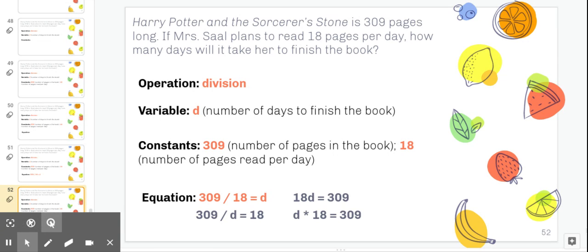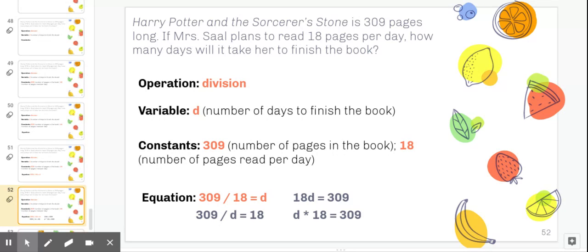Now, if you were using a calculator to find out what D is equal to, you are going to get a decimal number: 17.16666, and the sixes repeat. That means that Mrs. Saul is going to need a little bit more than 17 days to read the book, which is why the multiplication problems are a little bit trickier to look at, because it's hard to decide what you need to multiply that by. And in order to find the variable, you're probably going to use division anyway. But the answer to this would be 18 days because 17 days wouldn't be quite enough. She needs a little bit more on the 18th day.